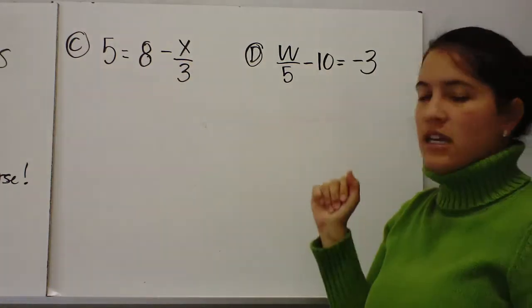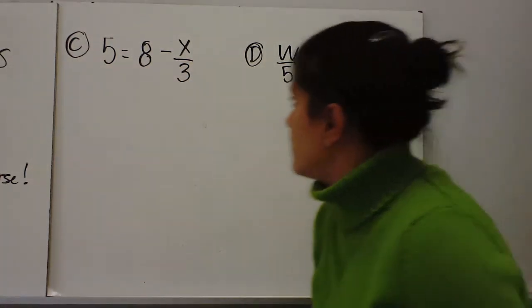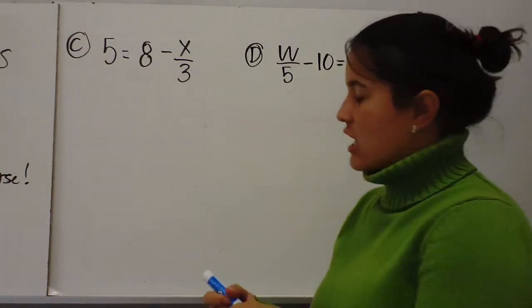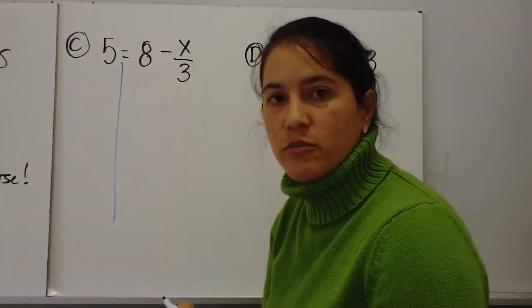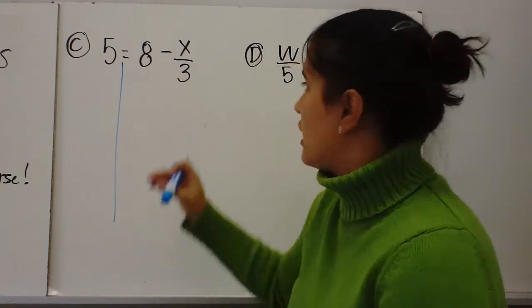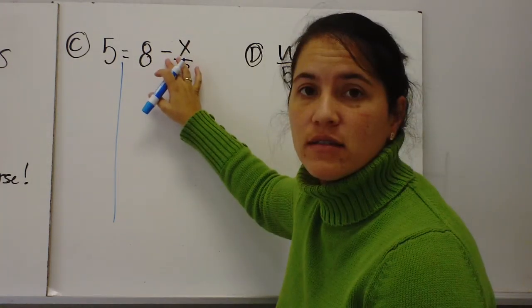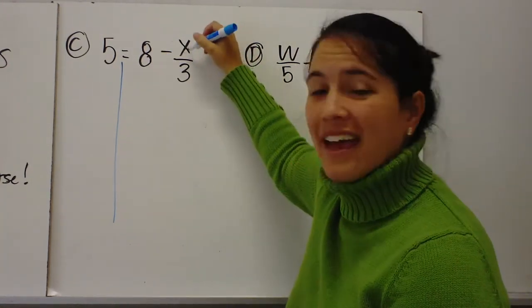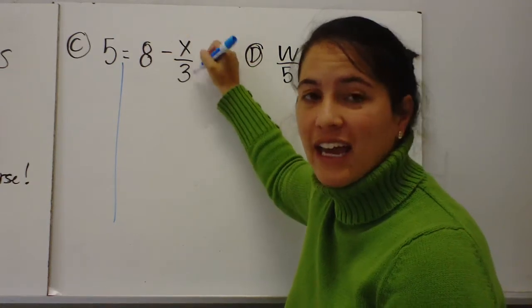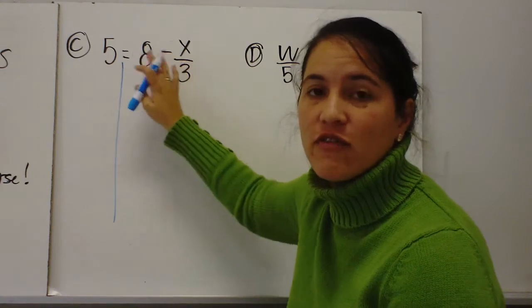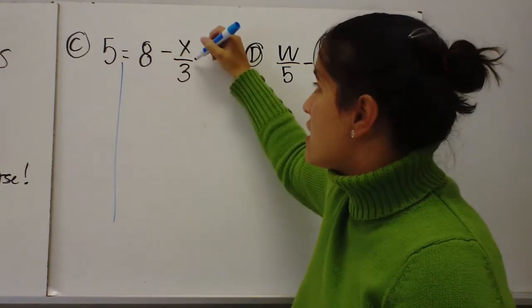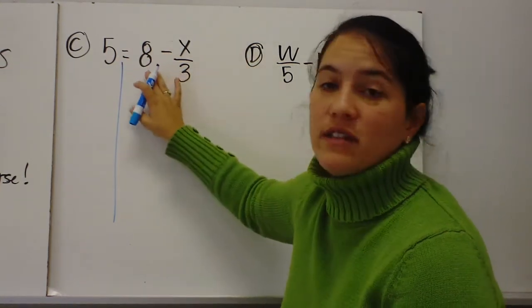Alright, so example C and D, copy them down. First thing I do is I draw my line, and I want to undo my addition or subtraction. So now this is where it gets tricky. Right here, here's a minus. But this is x divided by 3. I can't get rid of that. First I need to get rid of my 8 because that's what's actually the farthest thing away. This right here is division, so I need to get rid of this 8.